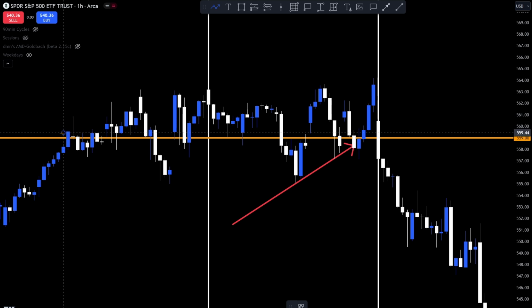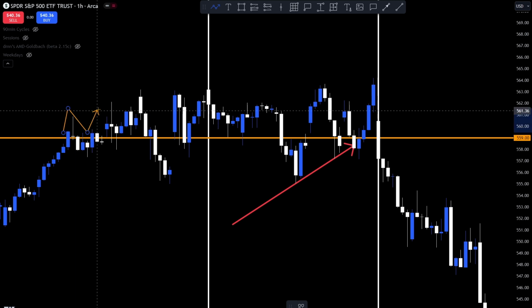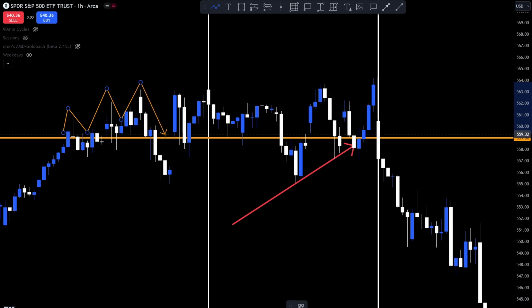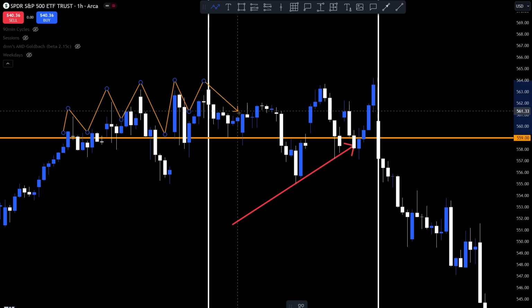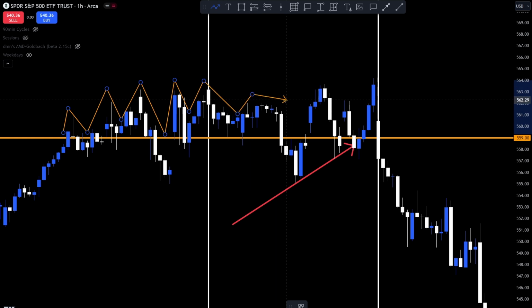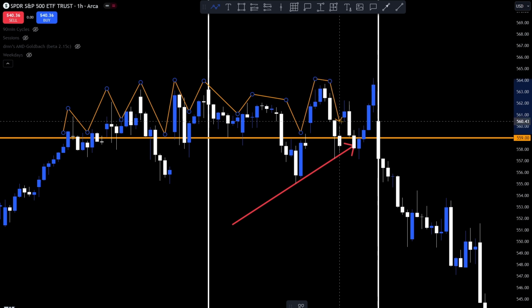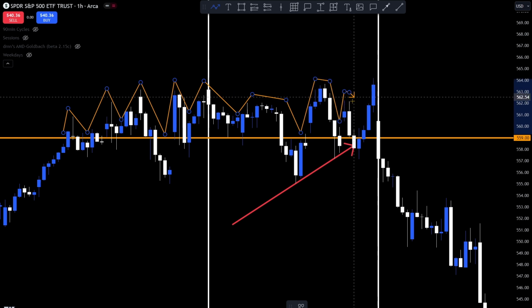So every time it does all this, this is nothing but a stop run, right? Taking liquidity, generating more, taking liquidity, generating more, taking liquidity, generating more, taking it out, and so on and so forth, right?